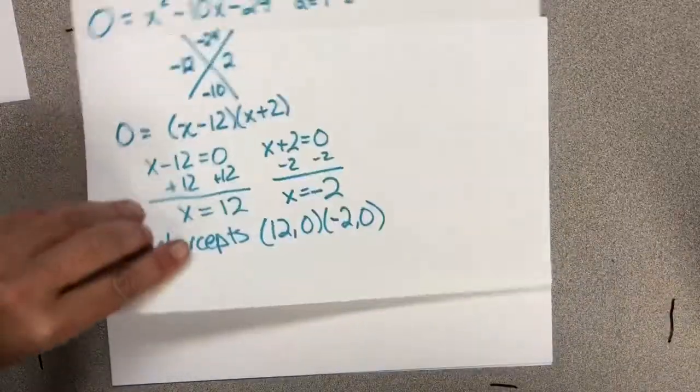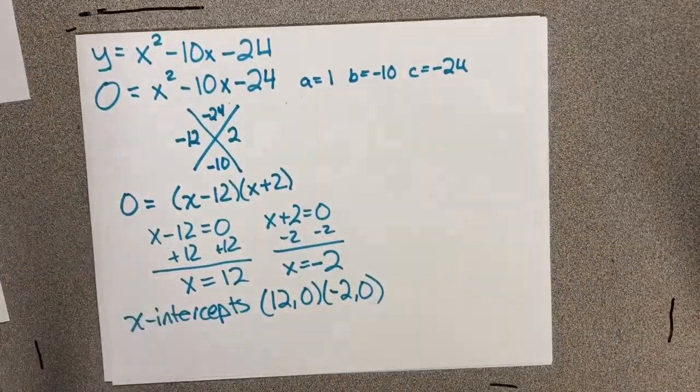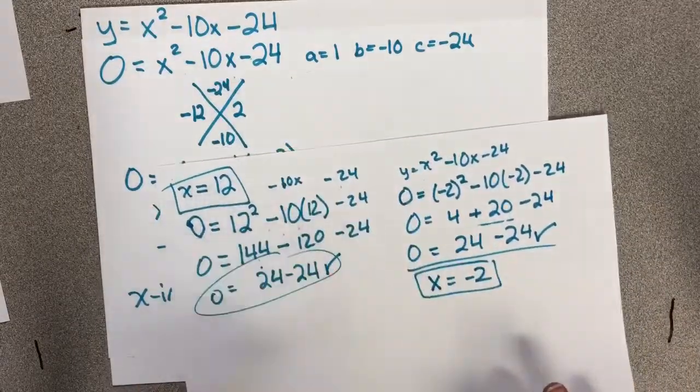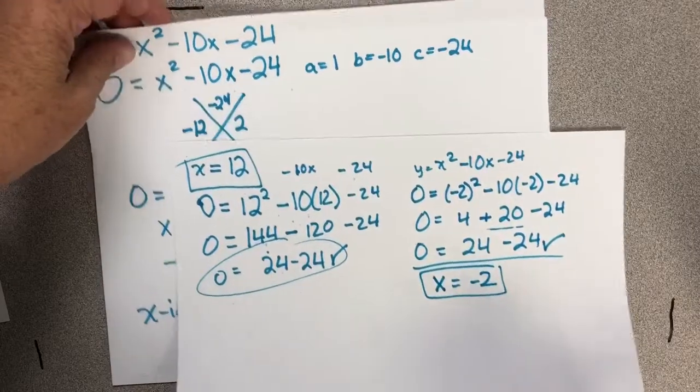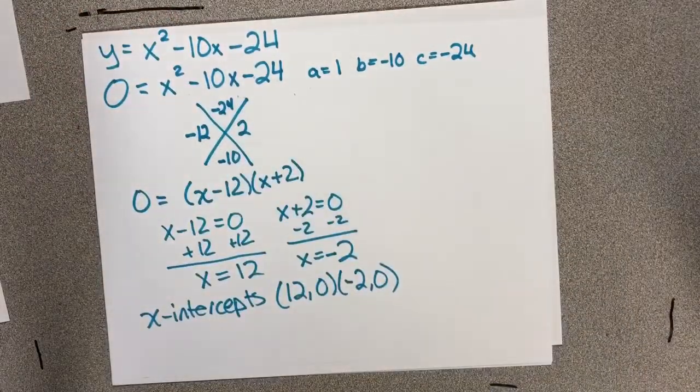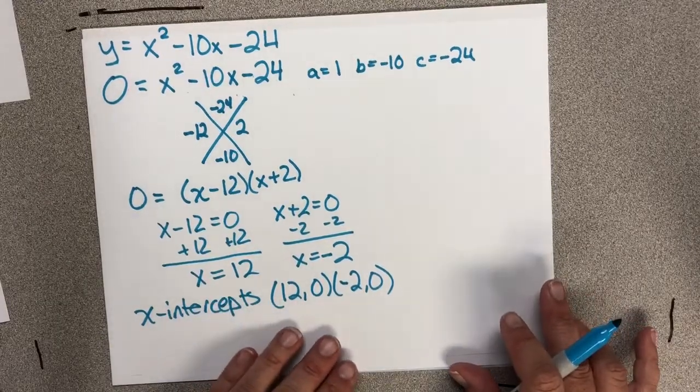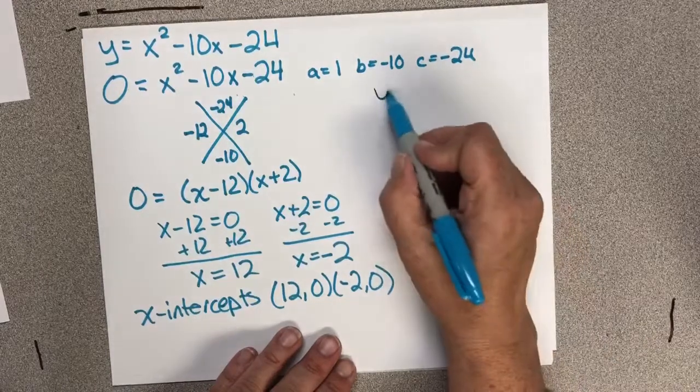So on your paper, make sure that you clearly mark that you found your x-intercepts. Make sure you mark that you checked your work. Now let's go back to the part of the question that says find the x-intercepts, the y-intercept, line of symmetry, vertex, and concavity. So let's do the y-intercept.